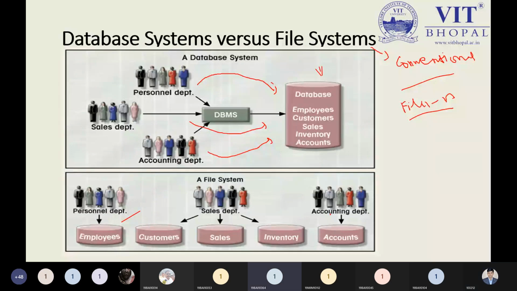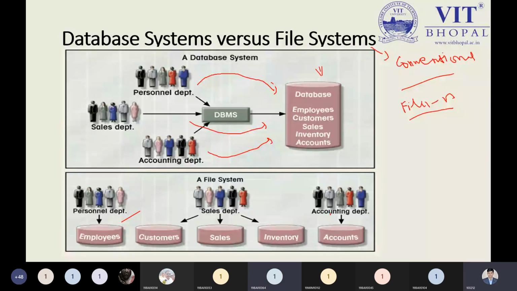Sir, is this file system the operating system file system, or the hard copy where the records are kept on the shelf? Your question is completely valid, but the file system I'm talking about is the record file system, not the operating system file system. You are thinking of the file system meaning NTFS, FAT, that is the operating system. We are understanding databases, so I will talk only about the file system which is related to the database.